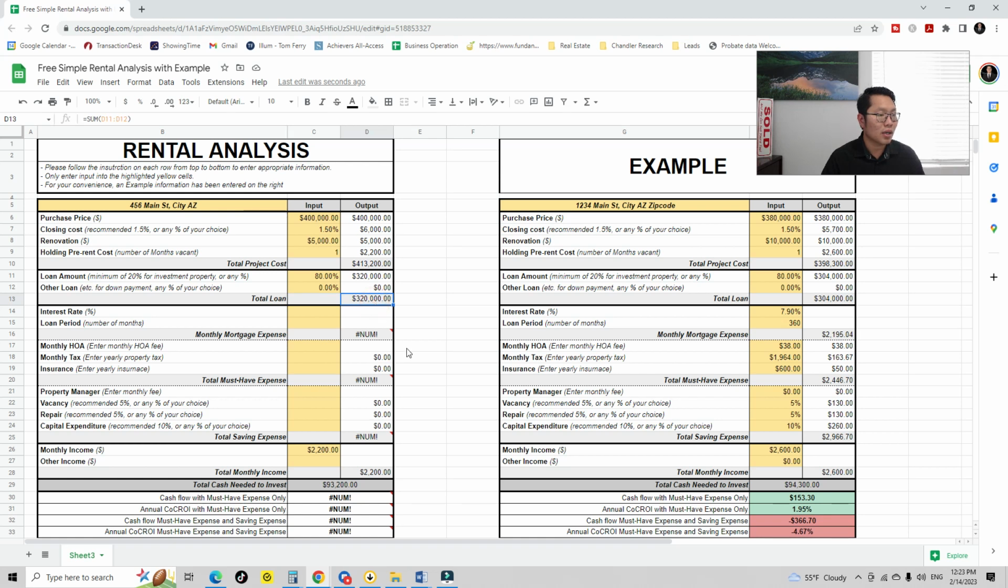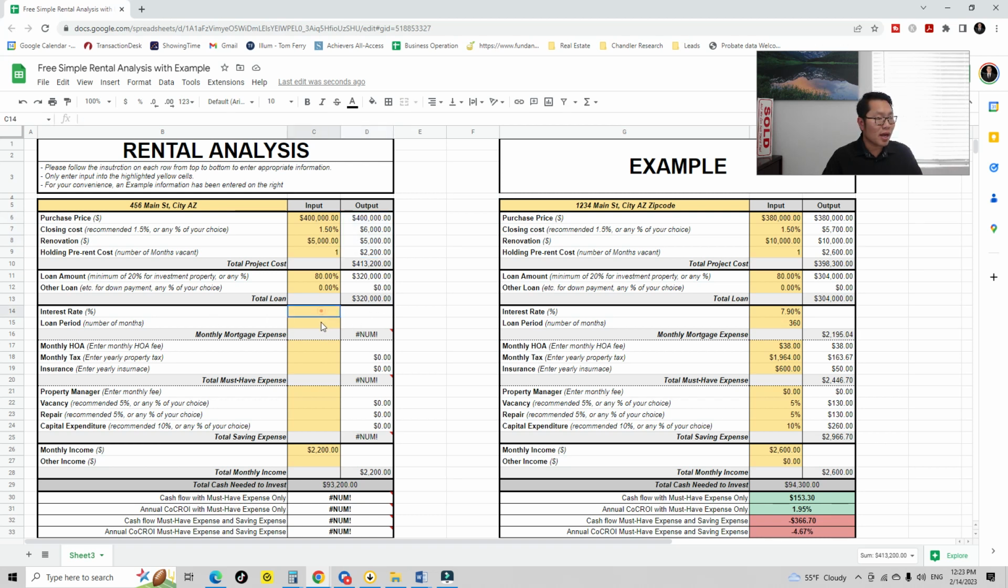Then it calculates the total project cost in here, which is the sum of everything above, 413, including the closing cost, the renovation cost, and the pre-rent holding cost.